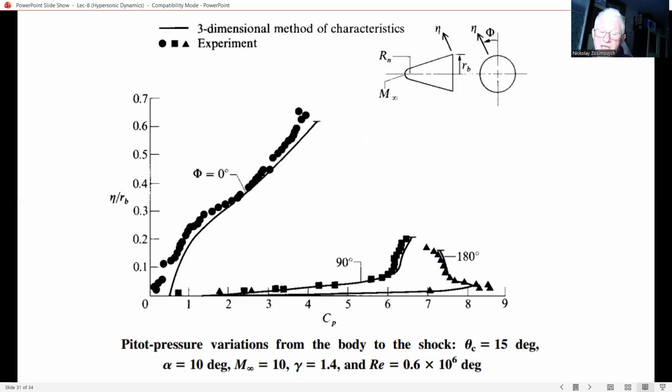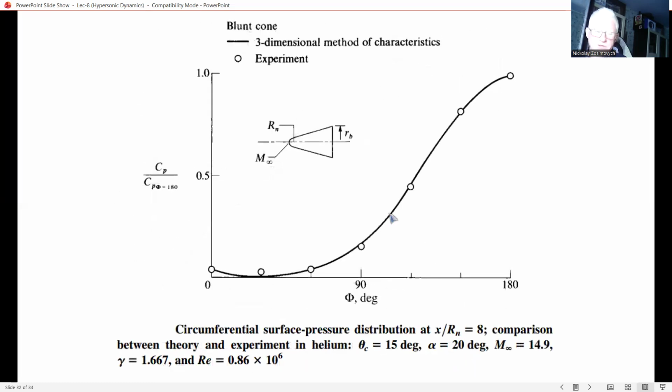Pitot pressure reaches a peak just outside the entropy layer and then decreases towards the shock wave. This is because outside the entropy layer and boundary layer on the surface, the local supersonic Mach number increases towards the shock wave, hence resulting in progressively lower pitot pressure.